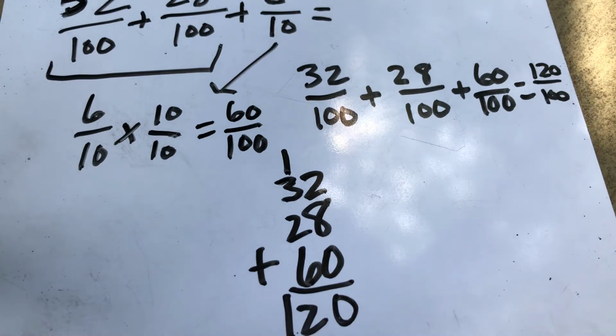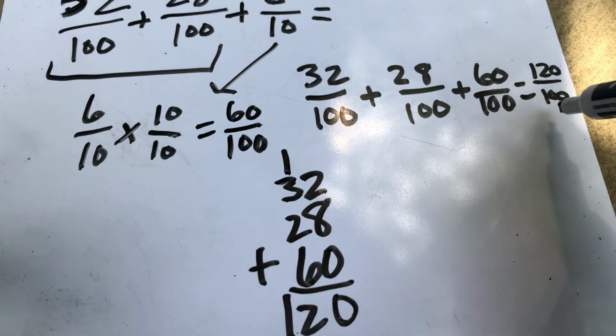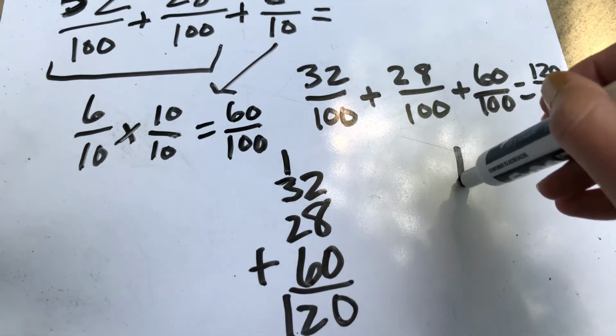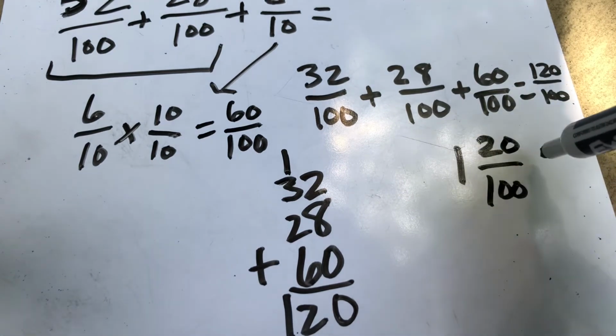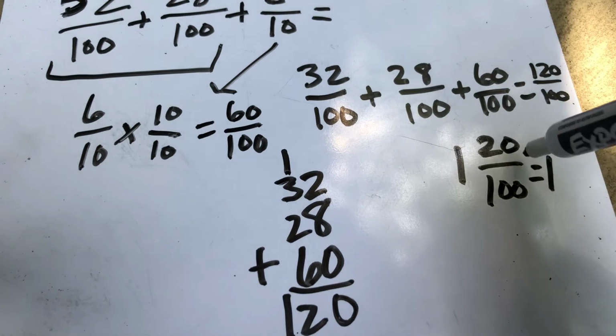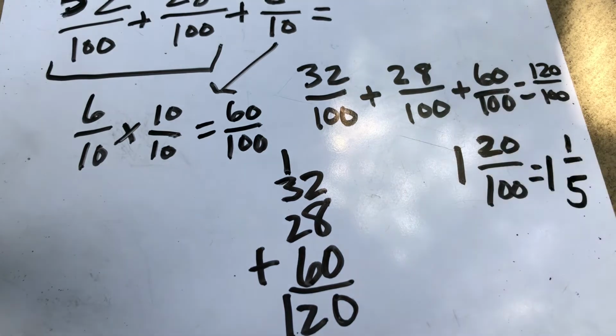So what do we need to do? We can change this into a mixed number. So if you say 120 divided by 100, that would go one time. How many left over? 20. 20 over 100. And can you reduce? Yes. How many times will 20 go into 100? 5, so it would be 1/5. So 1 and 1/5 would be your answer. So I'll leave that there for just a second so you can look at it.